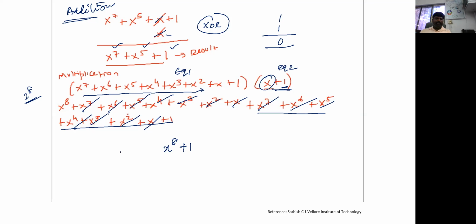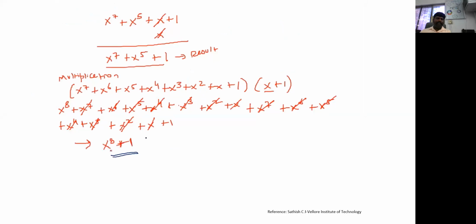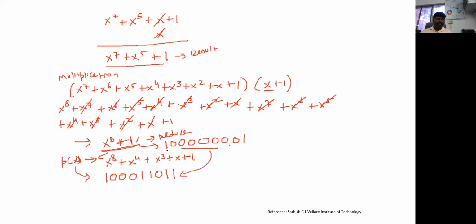Right, further. So here I got x power 8 plus 1. We need to understand whether this is part of the field of 2 power 8. Definitely it will not be, because the maximum term should be x power 7. So we need to reduce the value using the reducible polynomial, the pre-calculated value by which x power 8 plus 1 has to be divided. There are certain standard values which have to be used for the division.